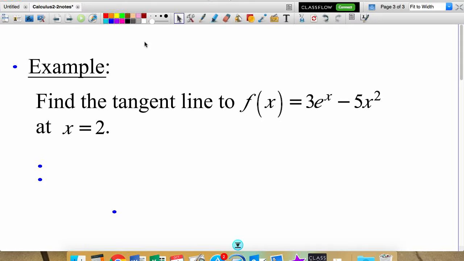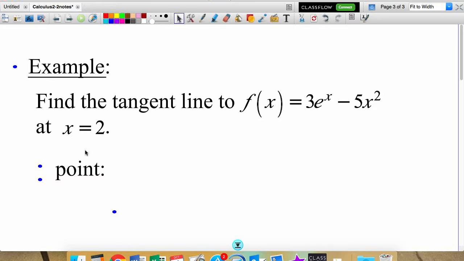Let's take a look at an example applying the derivative of e to the x. Here we're going to find the tangent line to f of x equals 3e to the x minus 5x squared at x equals 2. Once again, tangent lines are very important. You should be able to write a tangent line at any point throughout the year. What two things do you need to write the equation of a line? A slope and a point. So we need to find both of them. Let's start with the point.